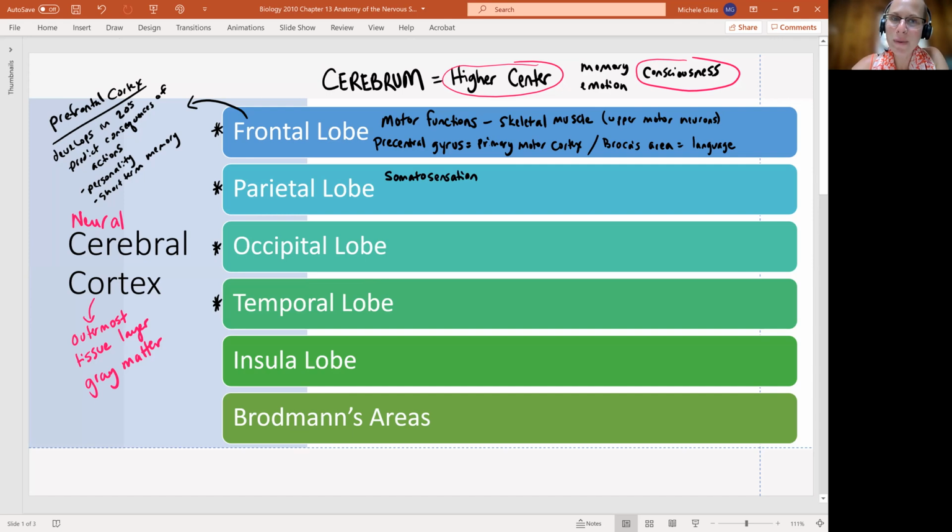Somatosensation. Soma, remember, means body. So these are the sensations of your body. Sometimes we'll call these general senses. A general sense is different from a special sense. So vision is a special sense.